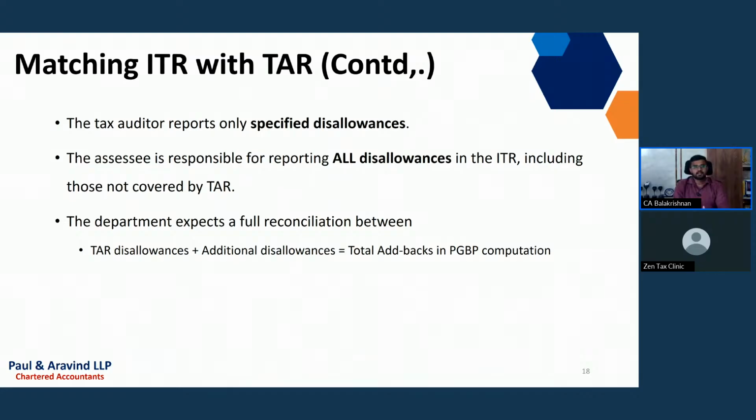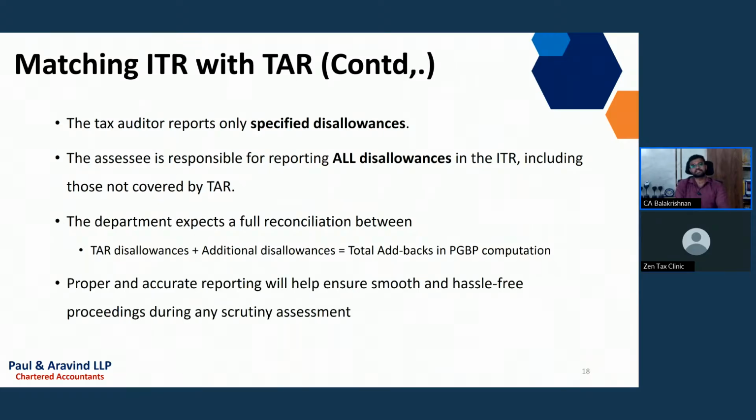And the department expects full reconciliation between TAR disallowance and additional disallowance, so it will reflect the correct computation of total income. If some disallowance has been reported only in the TAR and not reported in the ITR, then definitely you will get a proposed adjustment notice. And if additional disallowance is not reported, then at the time of scrutiny we can get questioned why this amount of disallowance has not been reported. Only if the case is taken up for scrutiny will the assessing officer know the additional disallowances. Otherwise, they will not know.